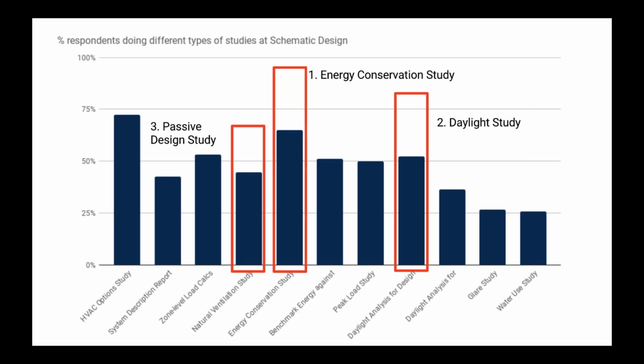The 3 ones we're going to look at today were 3 of the most popular. One of them was an energy conservation study. One of them was a daylight study, and one of them was a natural ventilation study, which we're calling passive design study. But almost 50% of the people surveyed were trying to do natural ventilation studies, and well over 50% were doing energy conservation studies during schematic design. So very popular studies that people are trying to do, and we wanted to present those today and share how to do those in Sefaira.